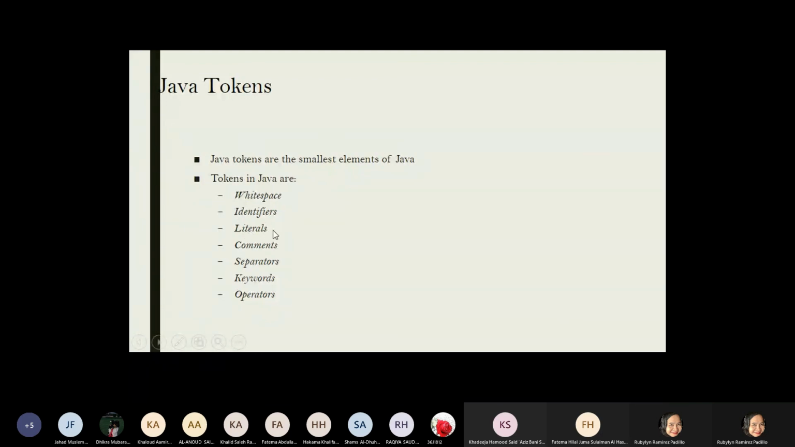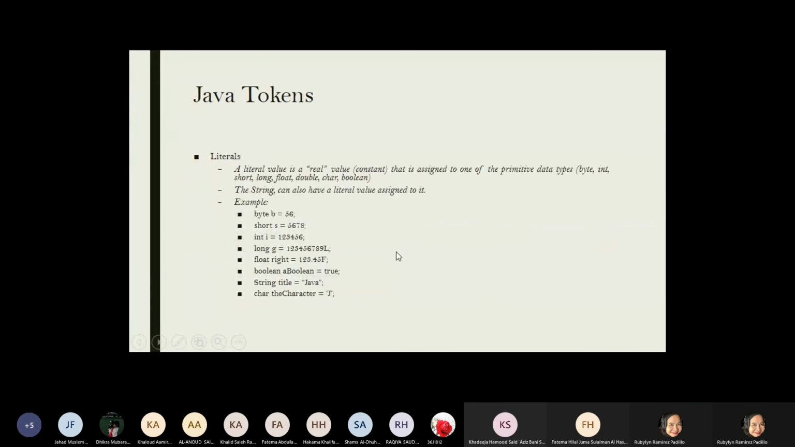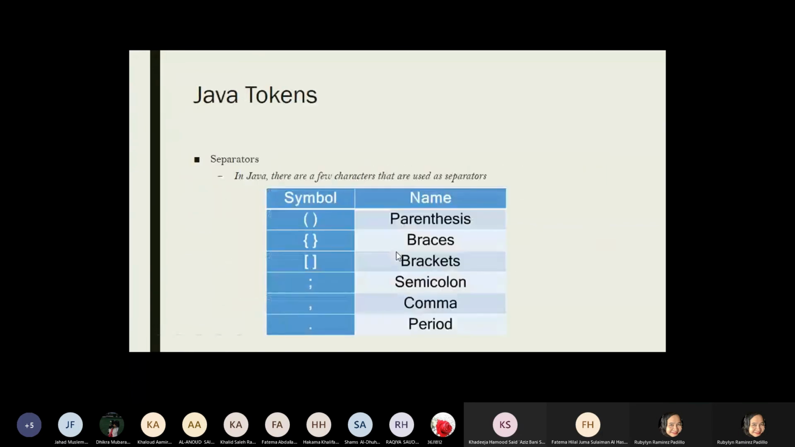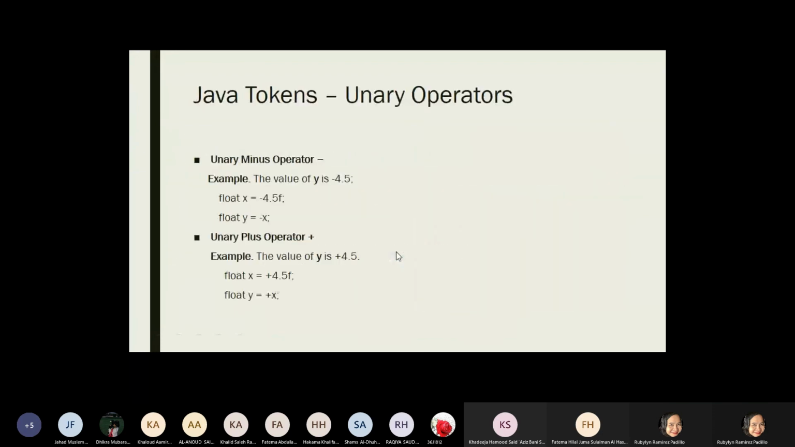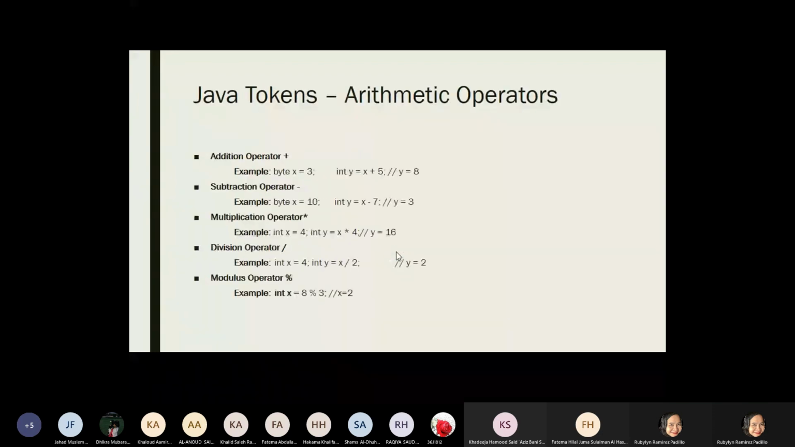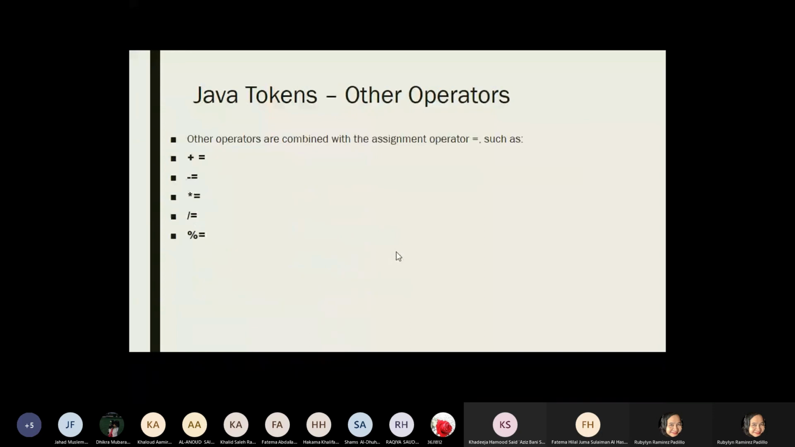Literals. Literals are the real values. And then you have the separators. You have the keywords, the 52 keywords. And the last topic we had was the operators. So those are the Java tokens we have already explained, up to operators, up to the other operators.